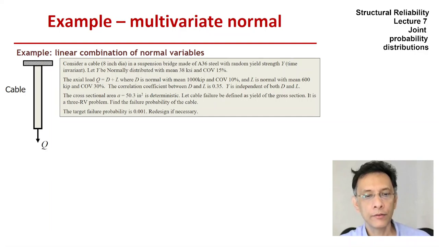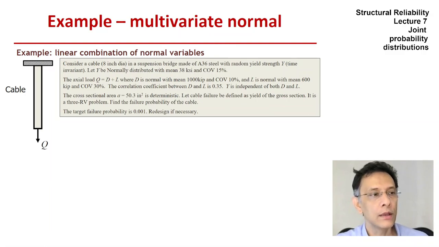This example involves a linear combination of dependent normal random variables. Let's take a minute to read the problem. And as you see, you have seen this problem before as a simple one variable problem in which Y, the yield strength, was the only random variable and it was Weibull distributed.